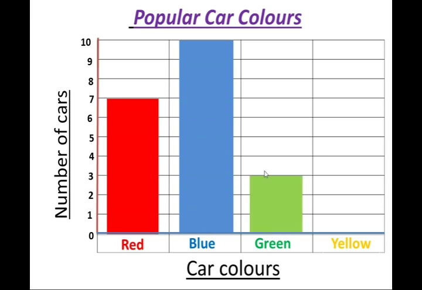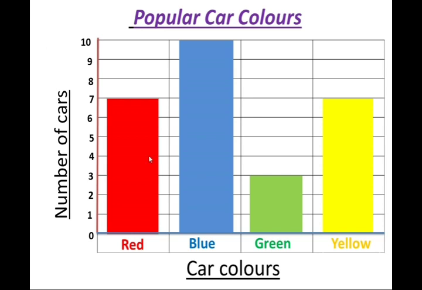There were 3 green cars, 3 blocks, or we could just follow the line until the number 3, and there were 7 yellow cars, 7 blocks, or just follow the top of the bar in line with the number 7 to figure out how many yellow cars were colored in.